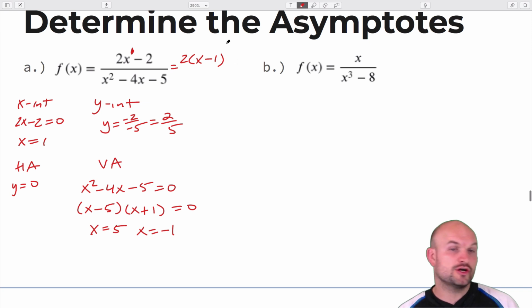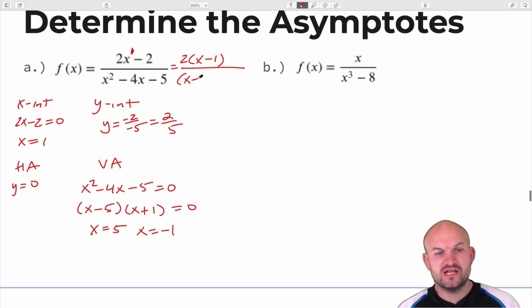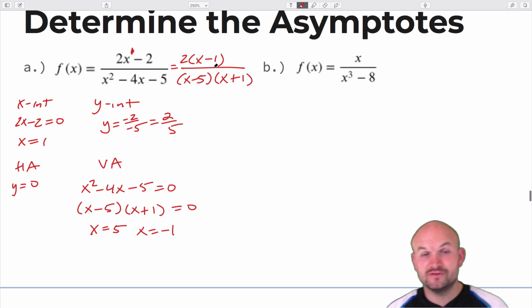So therefore, there are no holes, because if you were to have this in factored form, nothing would divide out. Because again, for those quantities to divide out, they have to be exactly the same. And even though they're really close, they're not going to divide out.